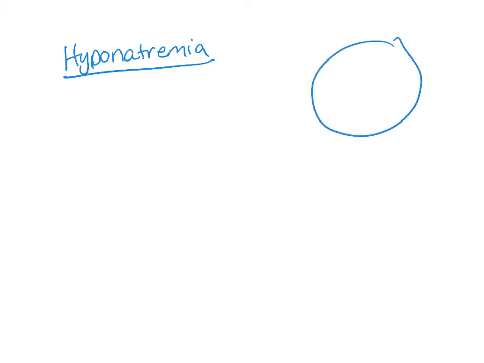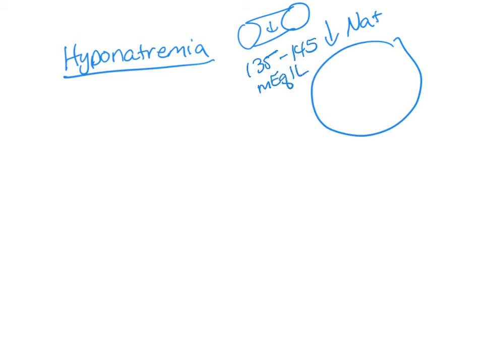So here's your cell. You have decreased sodium in the extracellular fluid because you're also going to have decreased sodium in the blood. Again, the normal sodium level in the extracellular fluid is 135 to 145 milliequivalents per liter, or millimoles per liter, right? And so hyponatremia will occur when the blood sodium level goes below 135. That's what hyponatremia is.